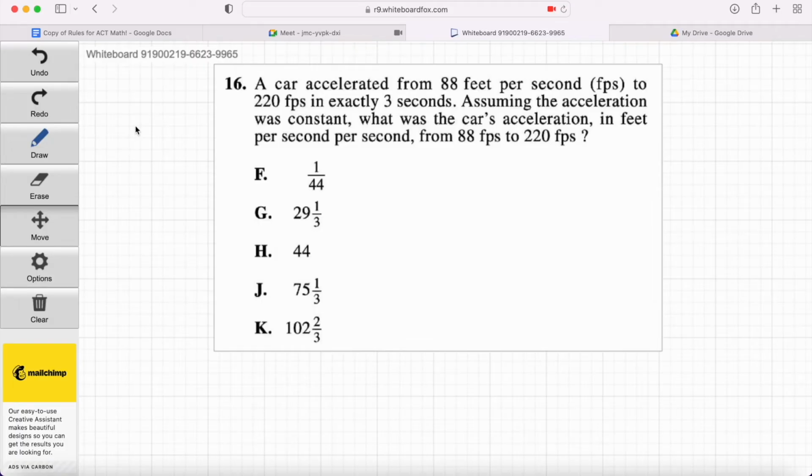Do you have any idea what they're asking us for here in this question, Abby? And you can say no if you have to. I'm going to say no. Okay. What are we solving for? We're solving for the car's acceleration in feet per second from 88. Oh, so are you just subtracting 220 from 88?